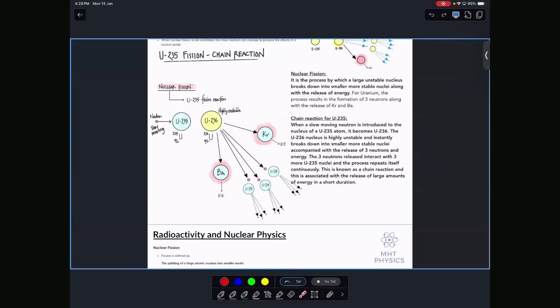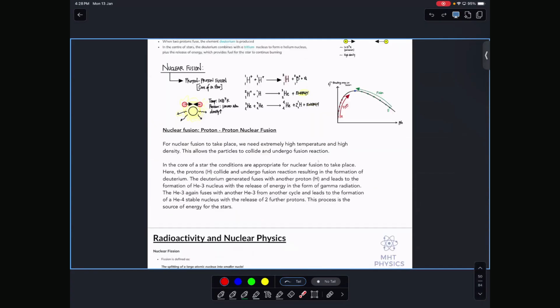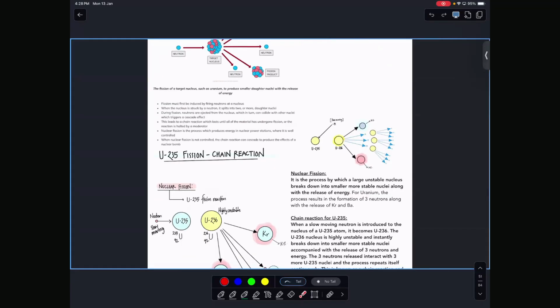Okay. Right. So this is fission and fusion. Do you guys have any question? I'll show you some animations now. But first, a question, yes.